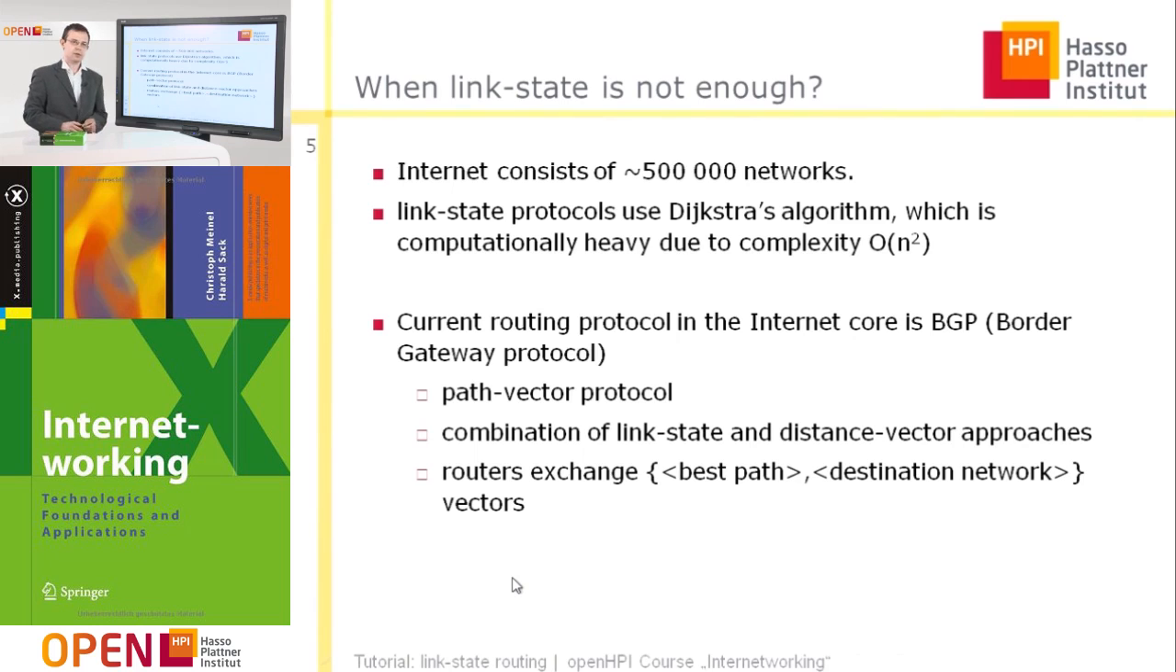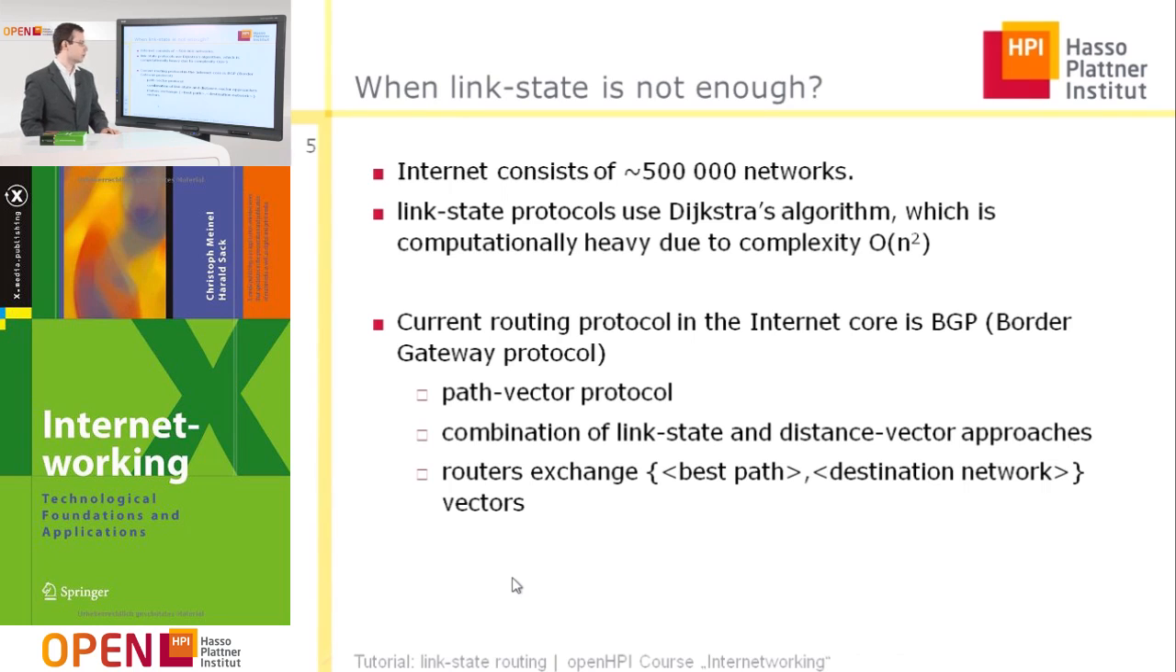However, sometimes the link state approach is not the most efficient. For example, let's take the internet, which consists of 500,000 networks and has a lot of links between these networks. The link state protocols, as soon as they use the Dijkstra algorithm, which is computationally heavy, would take a lot of time and computational resources for routers to calculate such a big network.